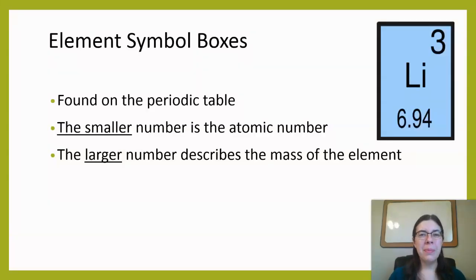Okay, so first of all, these element symbol boxes are found on the periodic table. And they can have some slight different appearances depending upon which periodic table you're looking at, but they do always have some similarities. So they're going to have two sets of numbers. One is going to be the smaller of the two numbers, and this is going to be the atomic number. So in the case of this element symbol I have on my slide, 3 is the atomic number. And then the larger of the two numbers, sometimes it's on the bottom, but sometimes it changes position, is describing the mass of the element. So in this case, it's telling me the mass has something to do with the number 6.94. So let's dig in a little deeper.